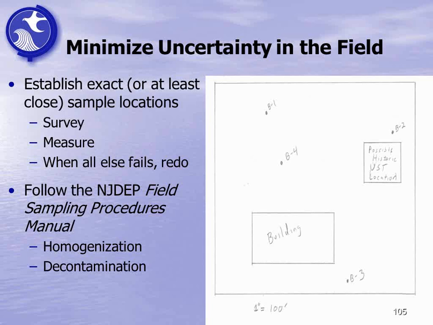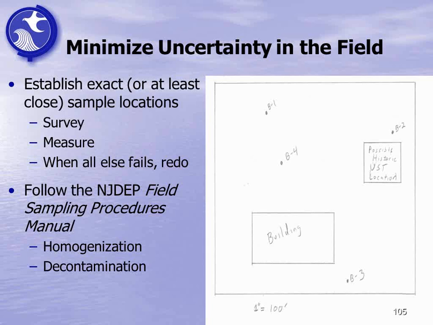Follow the NJDEP Field Sampling Procedures Manual. Okay, even though it's a behemoth, it's a huge document, things like sample homogenization. If I ask people out here to raise their hands of how many people go out with a stainless steel bowl and a stainless steel trowel, take their sample and mix it up nicely for SVOCs, everybody'd raise their hand and you'll all be lying probably.